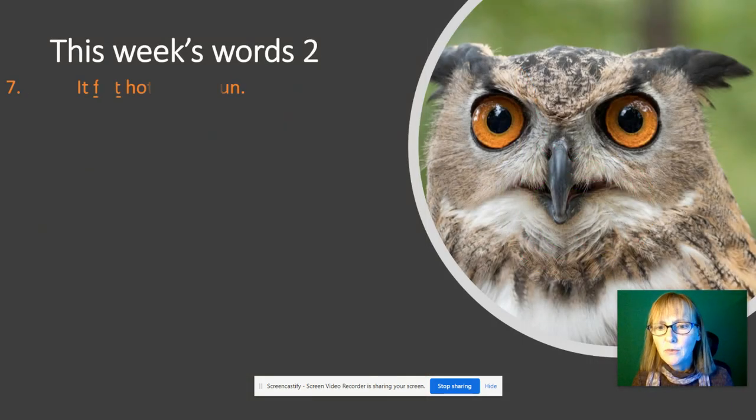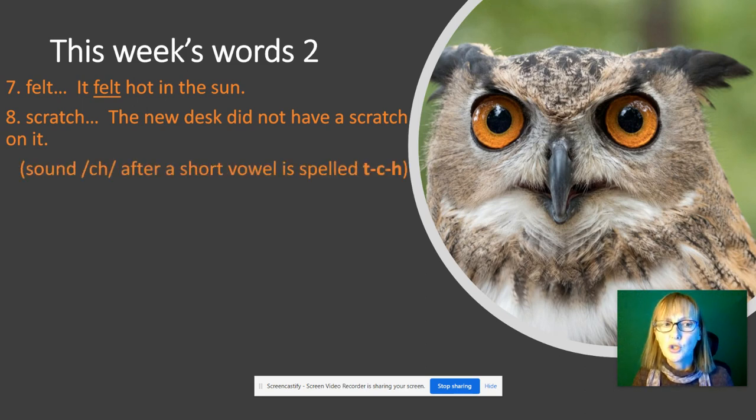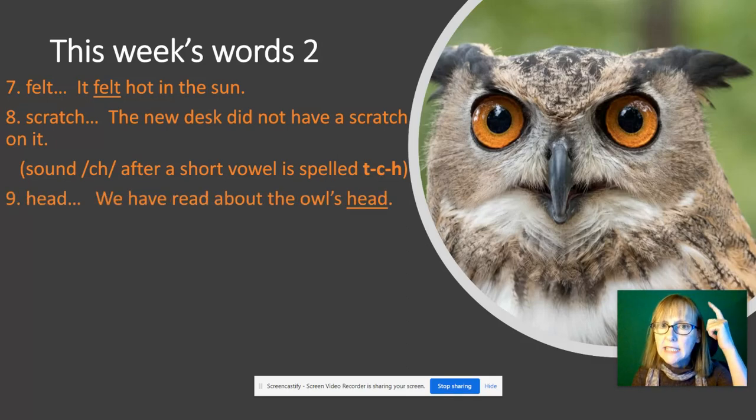The second batch of words is felt. Number 7 is felt. It felt hot in the sun. Remember, you don't need to write the sentences, just the word. Scratch. The new desk did not have a scratch on it. The sound ch after a short vowel a is spelled TCH. Head. We have read about the owl's head.